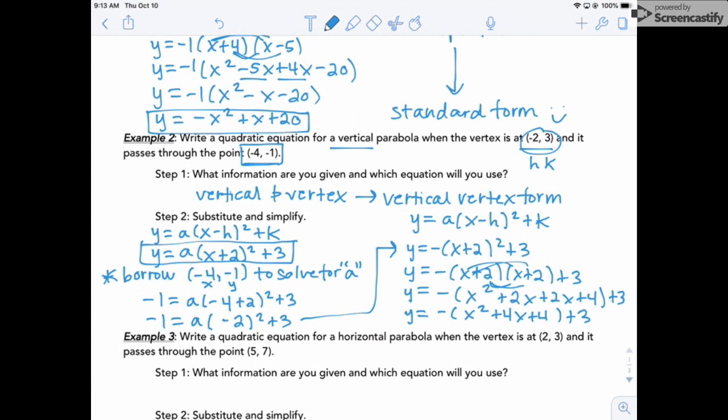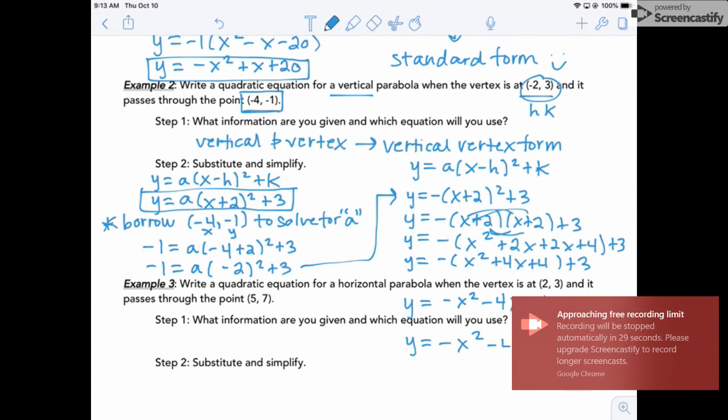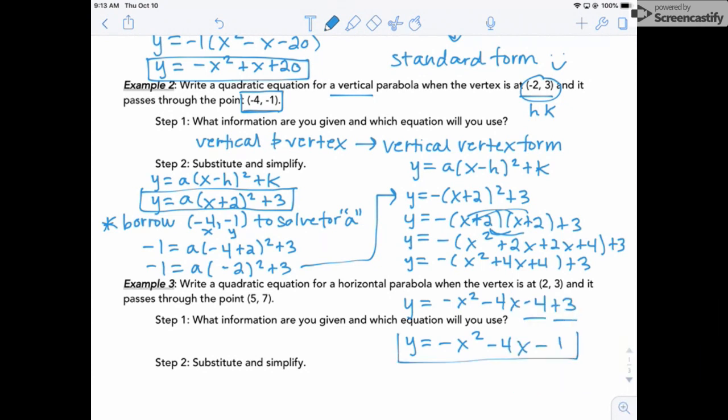Distribute that negative, so we get y equals -x squared, -4x, -4 plus 3. So our final answer here is going to end up being y equals -x squared minus 4x, and then we are adding the -4 and the 3. So that's -1. So that's our answer for example 2. I'm going to continue example 3 and example 4 in the next video, so stay tuned.